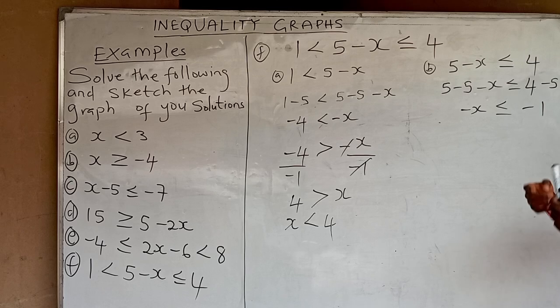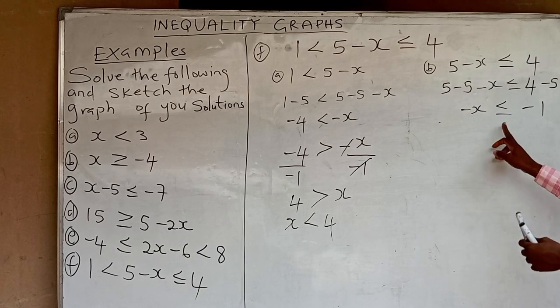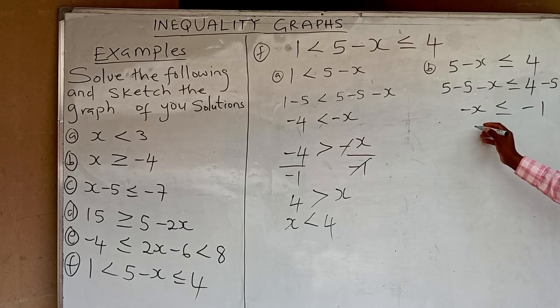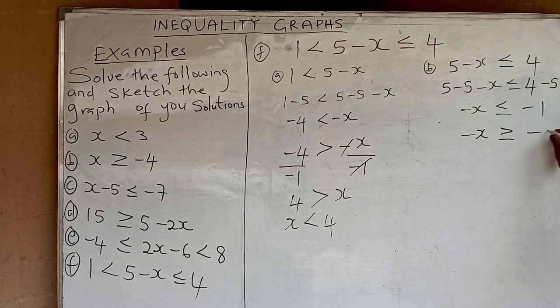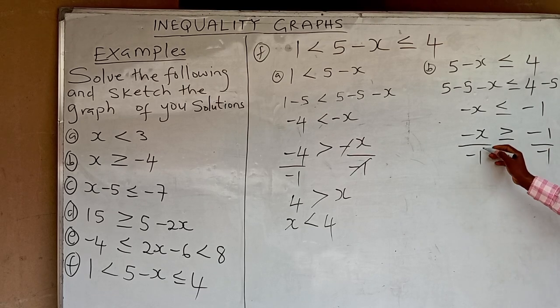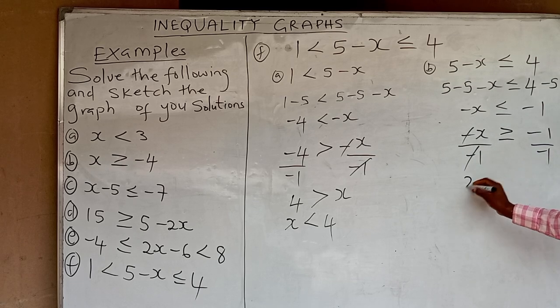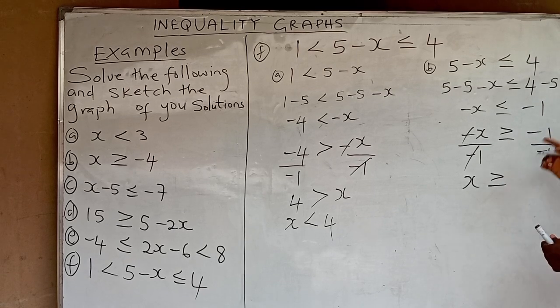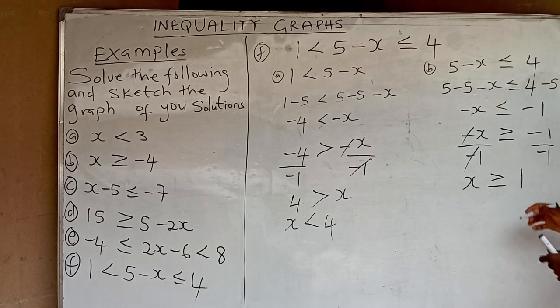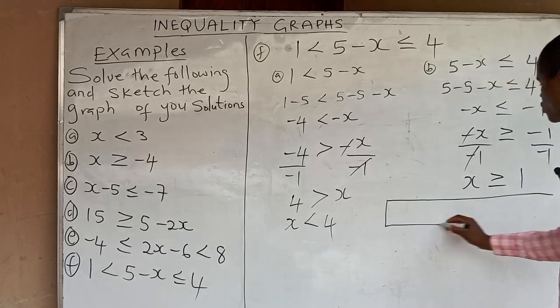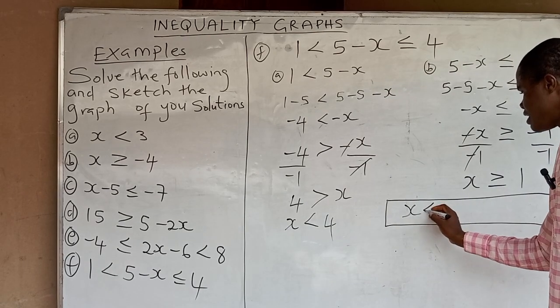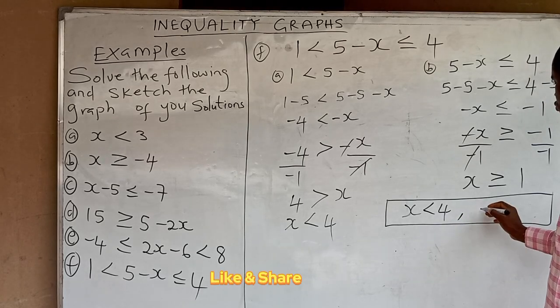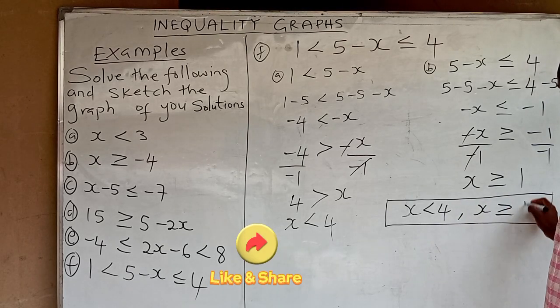Remember, once we divide with a negative number, the inequality sign will change. So this becomes minus x is greater than or equal to minus 1 because I'm now dividing by minus 1, minus 1. So this means that minus will cancel minus, so that x is greater than or equal to minus 1 divided by minus 1. Minus will cancel minus, so that we'll have it to be 1. So it means that our solution is x is less than 4, and the second one is x is greater than or equal to 1.